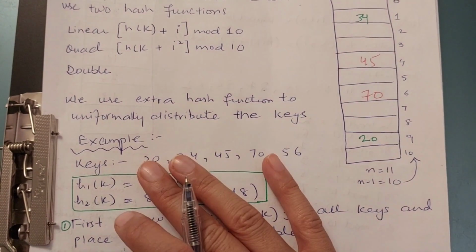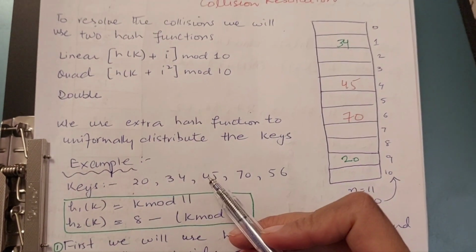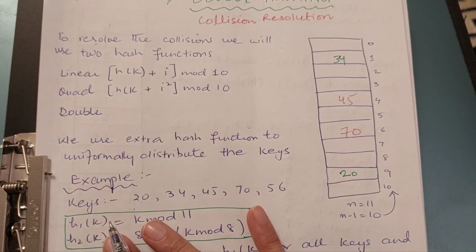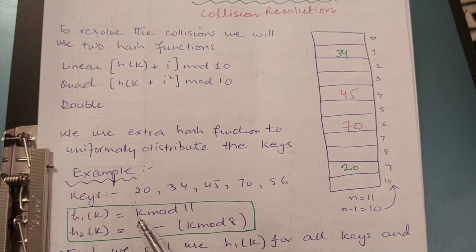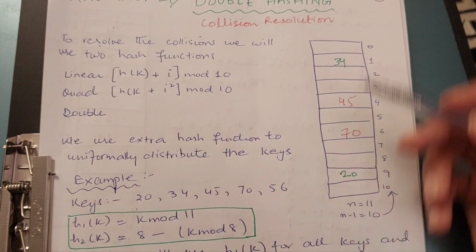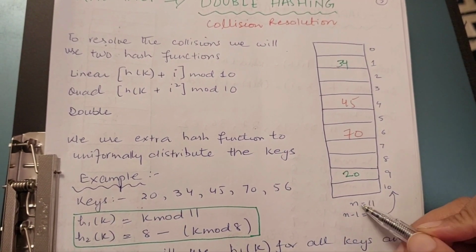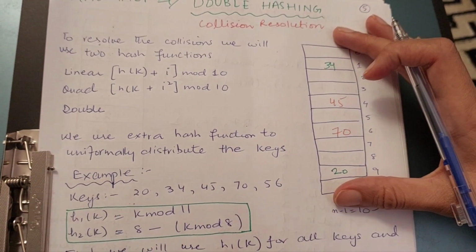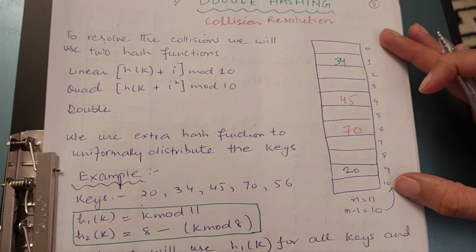Okay, let's take this as an example in which we are given the keys 20, 34, 45, 70 and 56, and we are given two hash functions. The first hash function says the keys have to be taken modulus 11. We design a table with 10 pockets. Whatever your value of n is, we simply subtract 1, and according to that number we design this table. So I have designed this table with 10 entries.